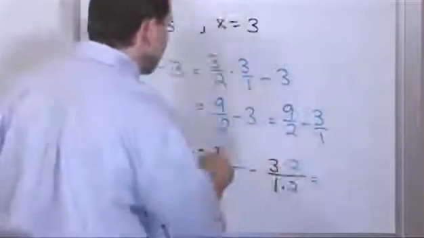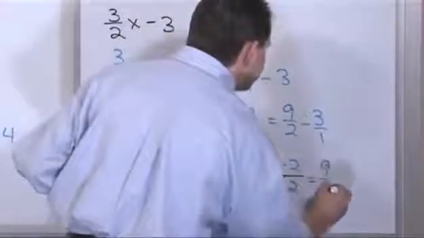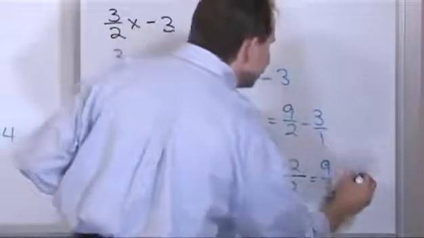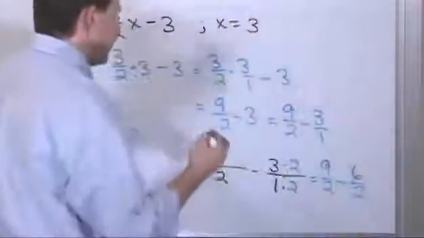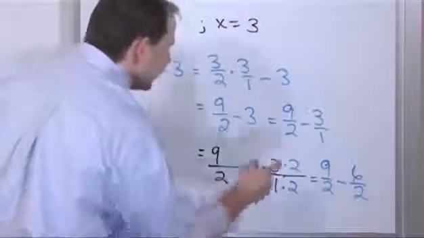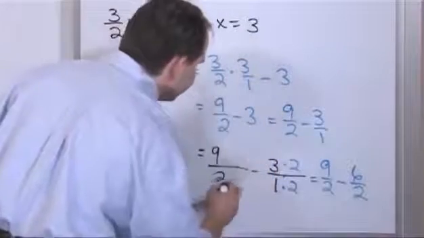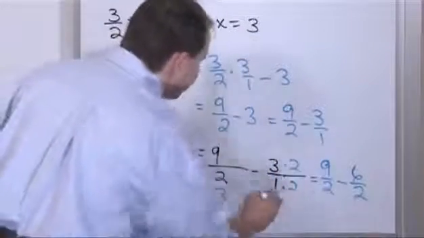So what I'll have is 9/2 minus 2 times 3, which is 6/2. So now I'm in a good position to finish the problem out. The top is going to be 9 minus 6, which is 3. The bottom is going to be 2.